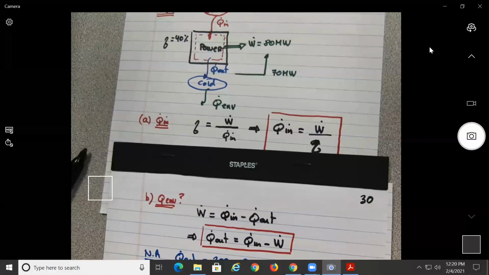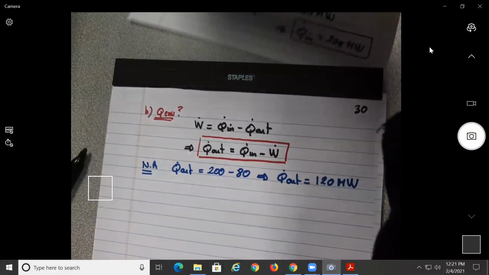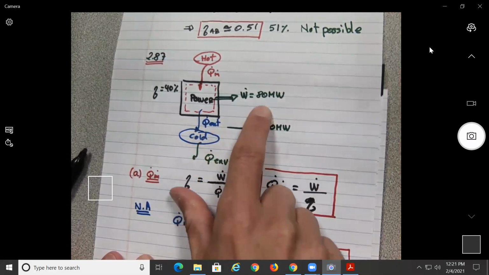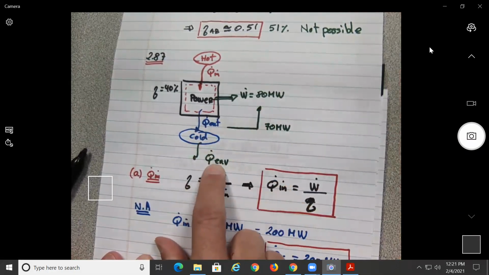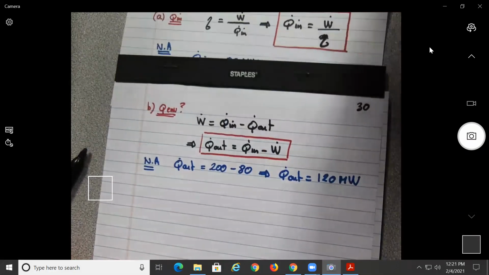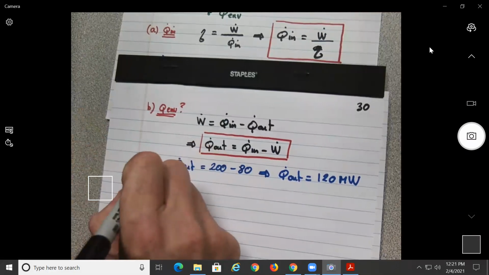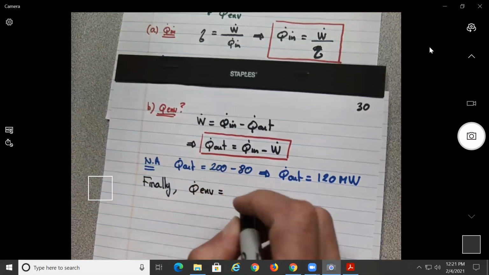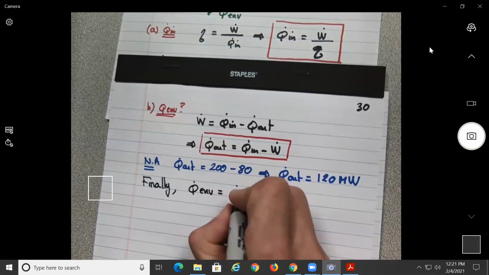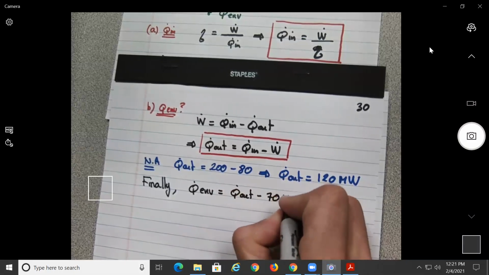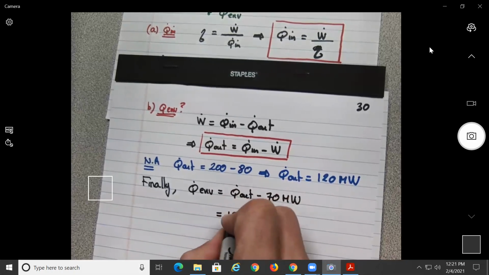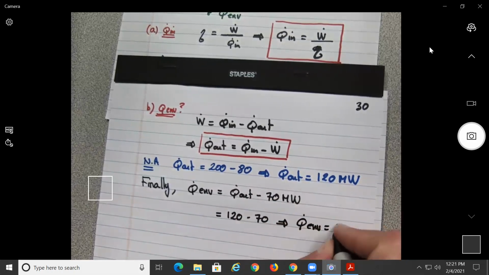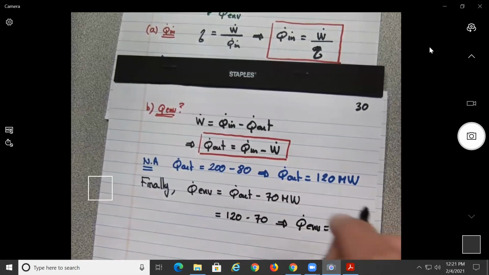All right, so now basically we know that the Q environment should be equal to what? To the Q out minus the 70 that go back to the city. This is what would be discharged, let's say, to a river. So finally, for this section, Q environment should be equal to Q out minus 70 megawatts, which will be 120 minus 70, will give you that Q environment is equal to 50 megawatts.